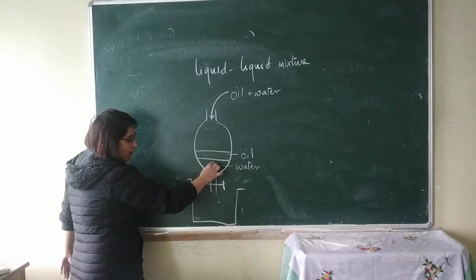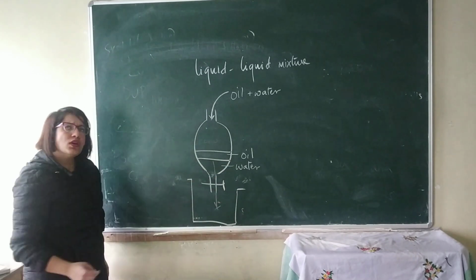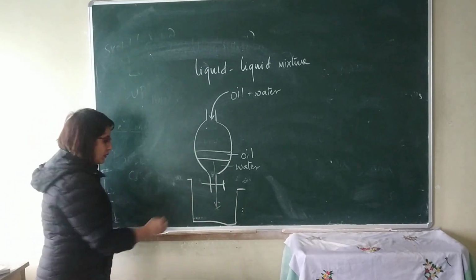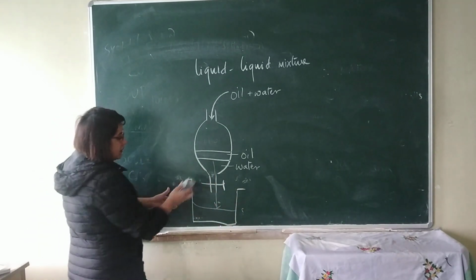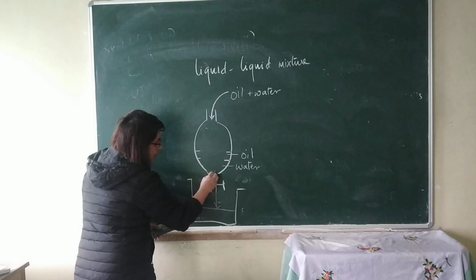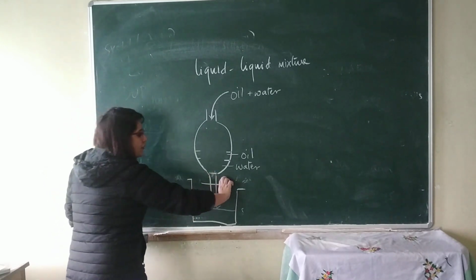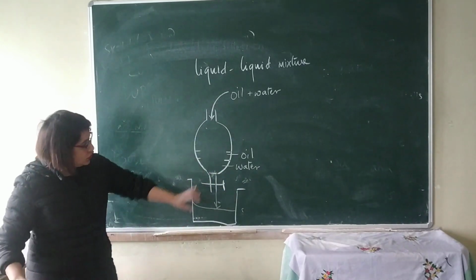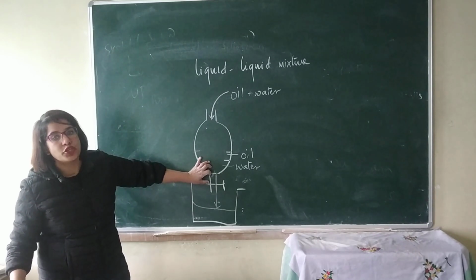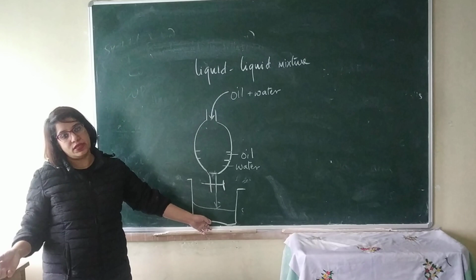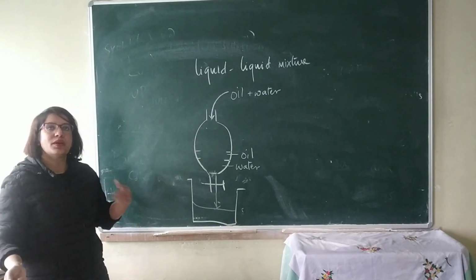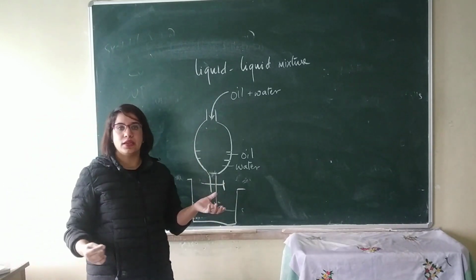Open the tap. All the water will come to this beaker. Once all the water has collected in the beaker, we close the tap. So what is left behind in the separation funnel? Only oil. And what do we get in the beaker? Water. It's a simple method of separation of immiscible liquids.